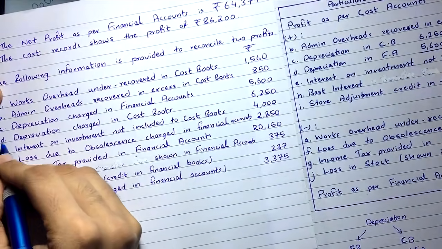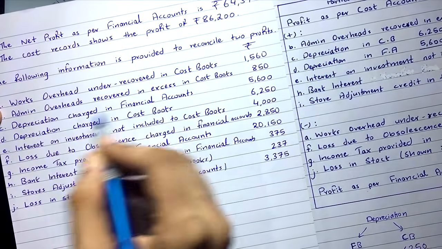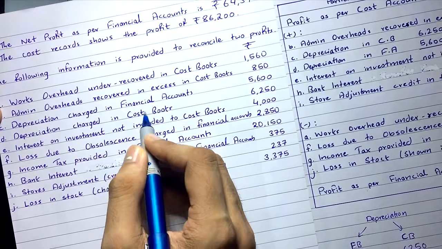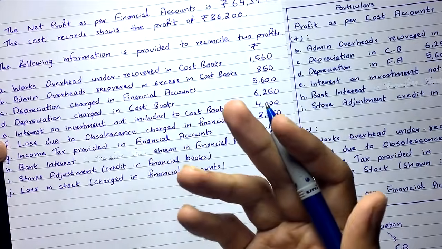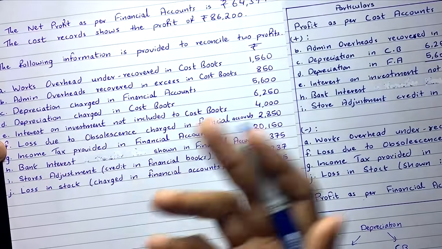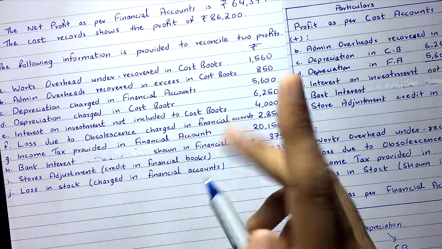Then we have got C and D. See here, these two are together only because they are regarding depreciation. Okay, so depreciation charged in financial accounts, depreciation charged in costing books. Now what happens, I've told you this, in financial accounts we may use another method of depreciation, and in costing books, in cost accounting, we may use another method of depreciation. So what will happen is the depreciation value will be different.